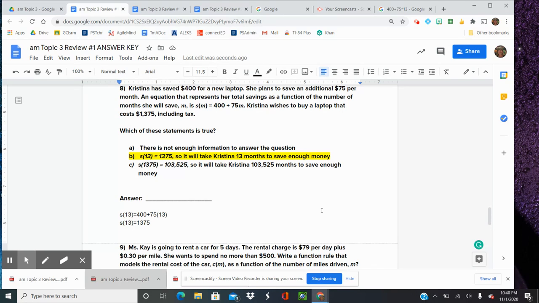No. We know that her total savings is going to be $1375 because she's figuring it out for 13 months, right? She's not figuring out for, if this part right here, S of 1375, says that you're evaluating the function for 1,375 months. But this is a lot more than what she needs, right? She needs to buy the laptop that cost $1375. So my correct answer for this is B.